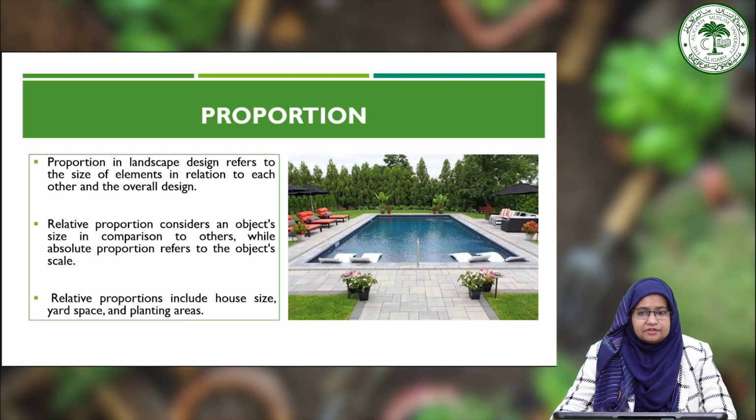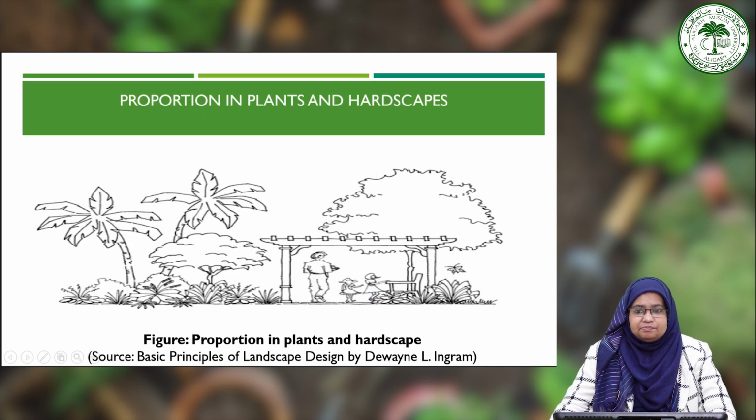Absolute proportion refers to the object scale. Relative proportions like house and yard size ensure elements fit well. For instance, a small pool suits a private area while a large fountain complements a city plaza. Proportion can be found in plant material relative to people, the surrounding plants, and the house. When all these are in proportion, the composition feels balanced and harmonious.